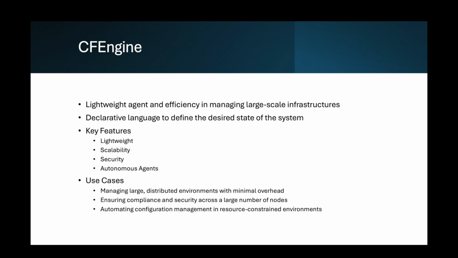CFEngine. Now, CFEngine is one of the oldest configuration management tools, known for its lightweight agent and efficiency in managing large scale infrastructure. It uses a declarative language to define the desired state of the system. Key features involve being lightweight with minimal resource usage, making it suitable for managing a large number of systems. Its scalability is designed to manage tens of thousands of nodes efficiently. It has security, using cryptographic keys for secure communications, and autonomous agents, which can run independently and periodically, enforcing the desired state.